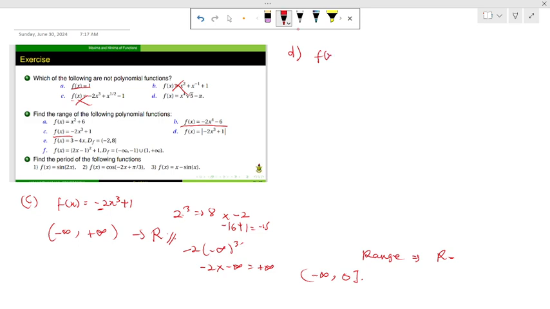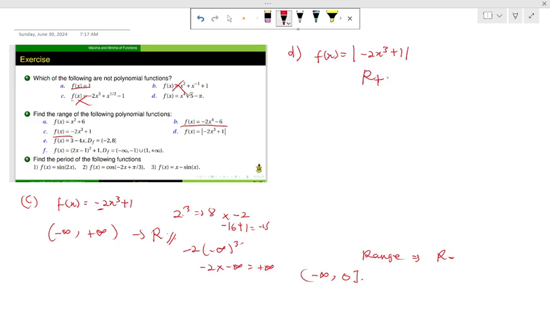F of x is equal to absolute value of negative 2x cubed plus 1. To find the range of this function, you realize that this function can never bring out a negative output because the absolute value sign outside the function is going to produce positive values all the time. For that reason, I can move ahead and say that my output is a set of all positive real numbers. The least I can get out is probably 0. I can't get negative.